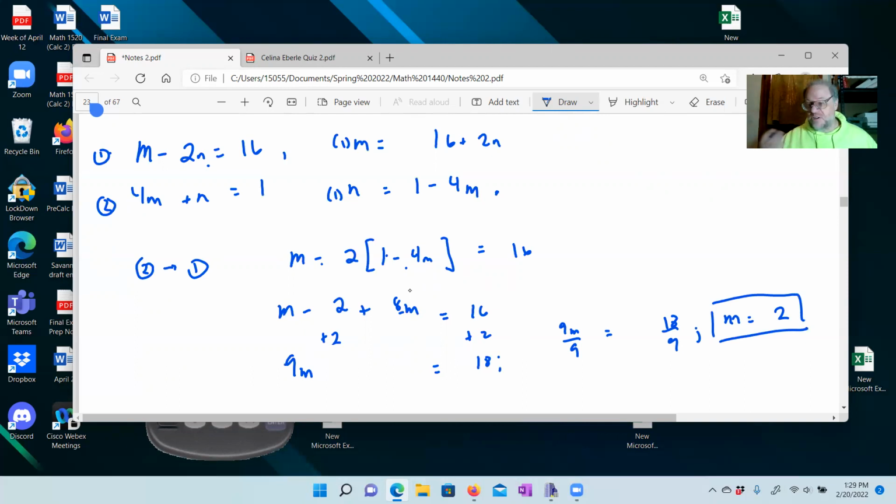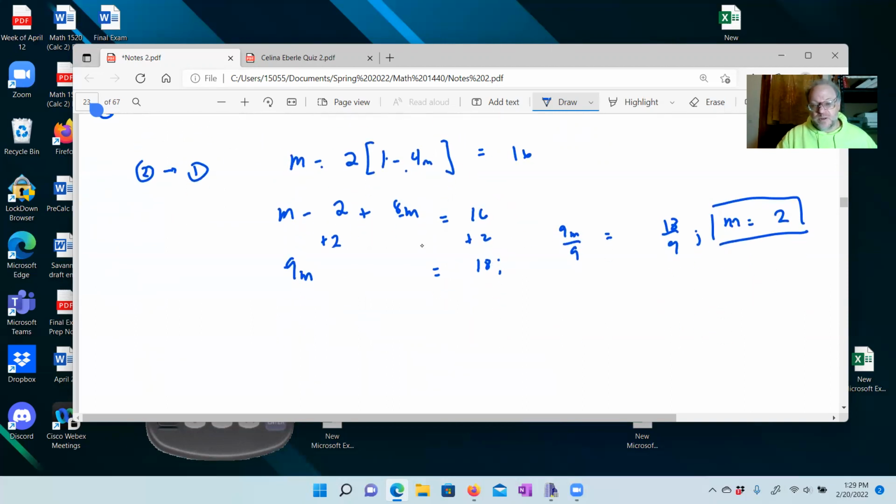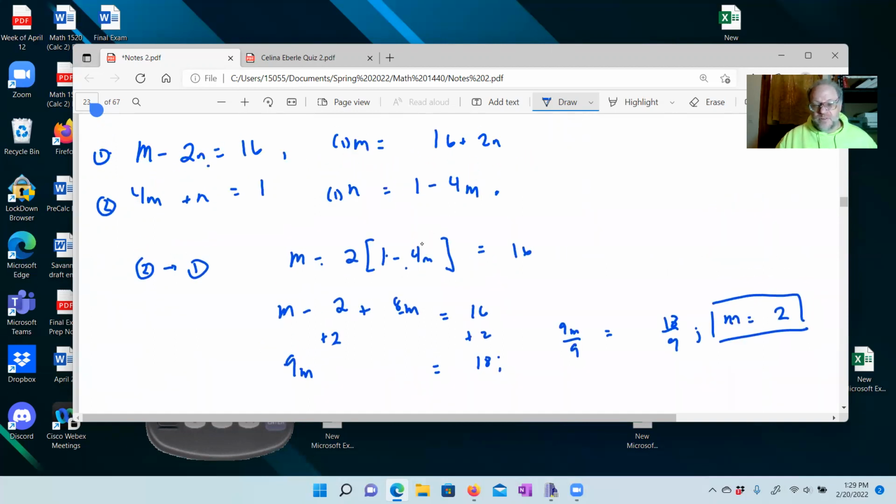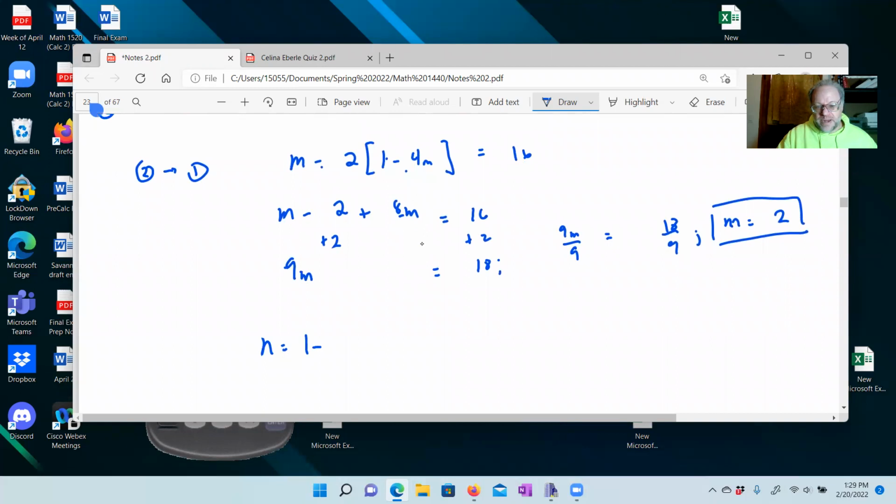Now we have to go around and get n. It's up to you how you want to do this. What I'm going to do is take it back to equation 1 here. So we're going to say n is equal to 1 minus 4m. 1 minus 4, what was m? M was 2. So we're going to get 1 minus 2 times 4, which is 8. 1 minus 8 would be minus 7. So n is minus 7, m is 2. So we have our 2, minus 7 as our solution, and we should be set.